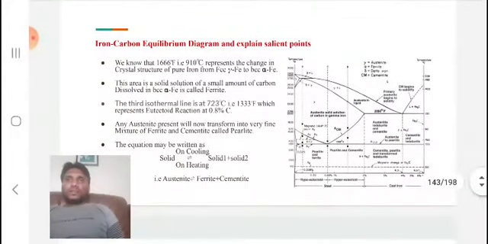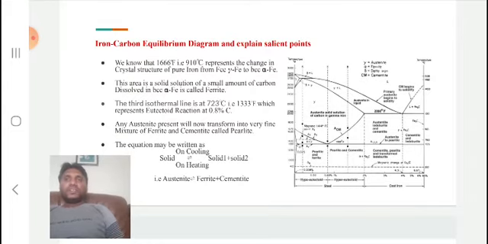So we know that 910 degrees centigrade represents the change in the crystal structure of pure iron from FCC gamma iron to BCC alpha iron. So this area is a solid solution of a small amount of carbon dissolved in BCC alpha iron, called ferrite. The third isothermal line is at 723 degrees centigrade, at which the eutectoid reaction takes place. At 0.8% carbon, the eutectoid reaction takes place.